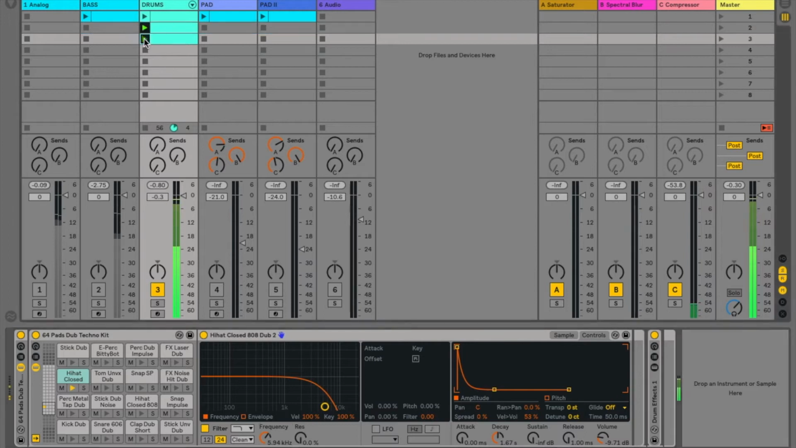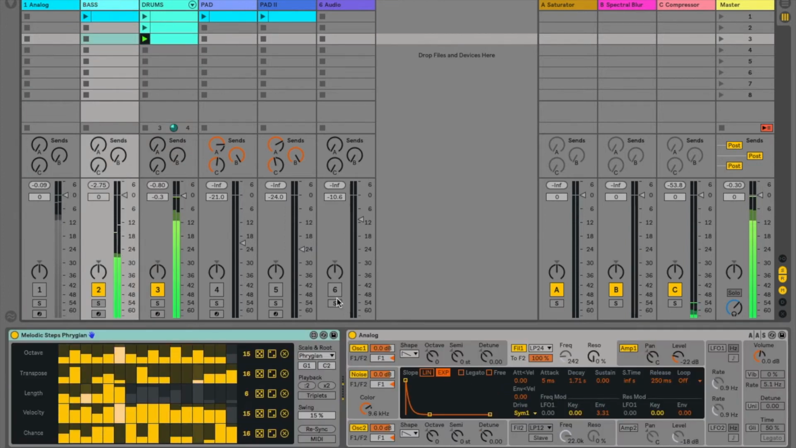Another example could be with this bass I just made before with the melodic step sequencer. I'm going to modulate the filter envelope via the velocity. So the higher the velocity, the brighter it sounds. These are only a couple of examples.